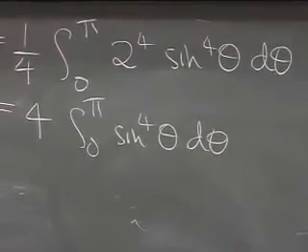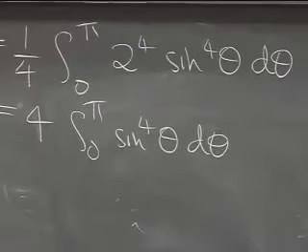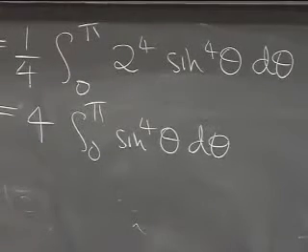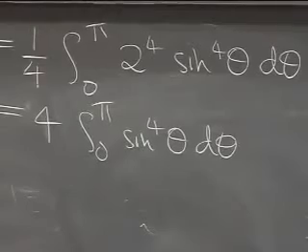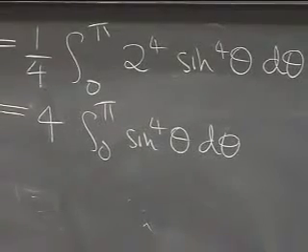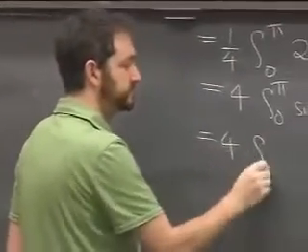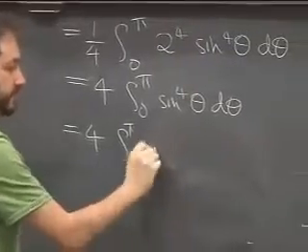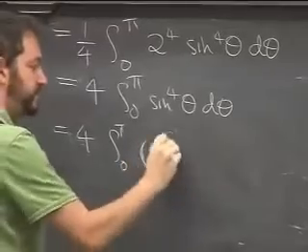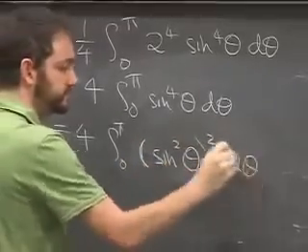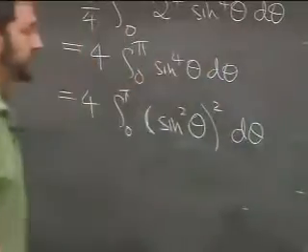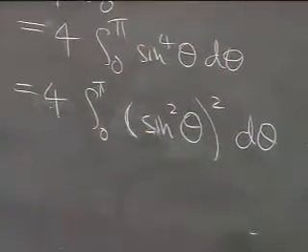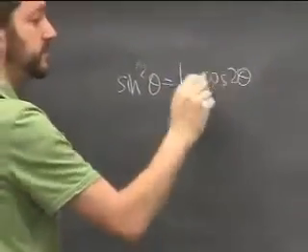You're going to have to use your double angle formulas to do this. It's actually very similar to the one we already did. It had sine squared, cosine squared. I don't have time to do it, but I'll show you how to start. You write it as sine squared theta all squared. The reason you want to do that is because we have a double angle formula, sine squared theta equals 1 minus cosine 2 theta over 2.